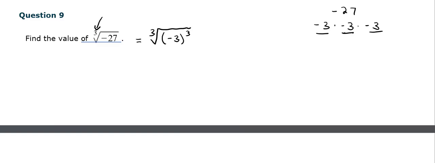Now we're going to use that same principle as we just did with things in exponential notation. We're going to divide our index into our exponent. So 3 goes into 3 one time, so our answer would be negative 3 to the first power. And negative 3 to the first power is negative 3. So we're dividing our index into the exponent. And notice when we do that, it comes outside of our radical.